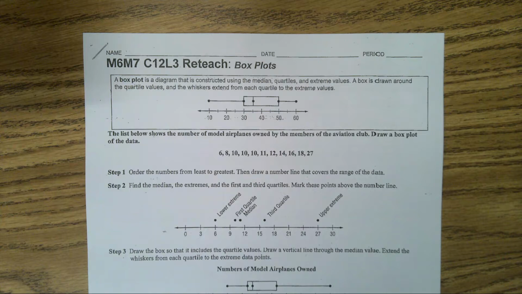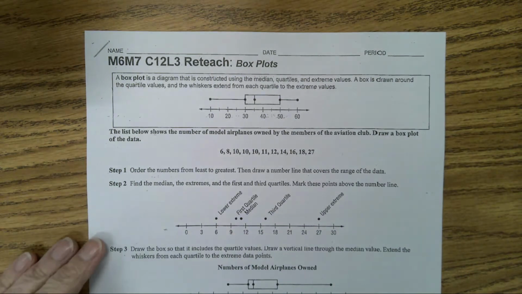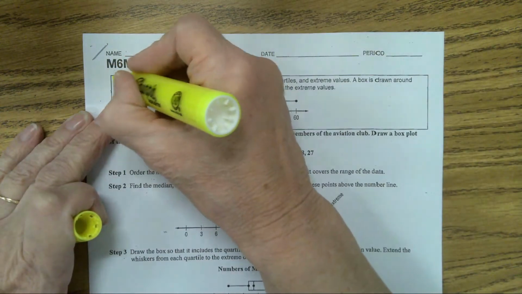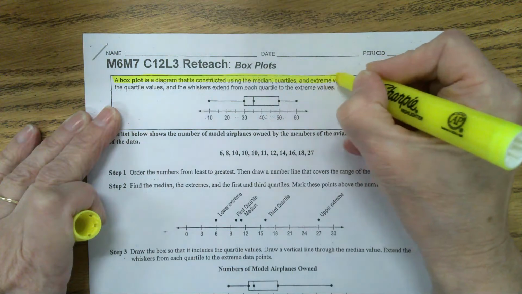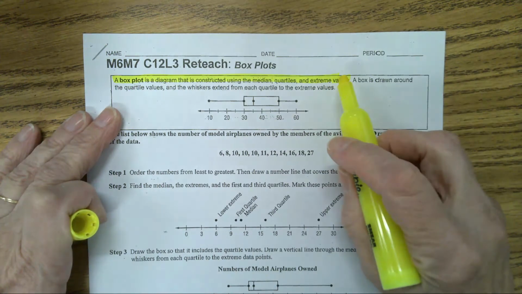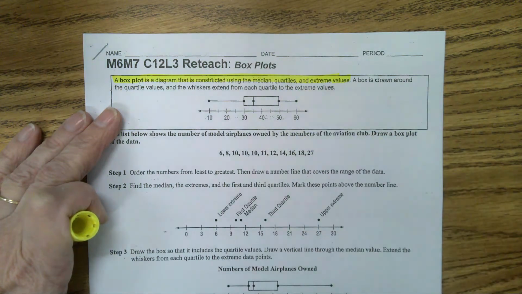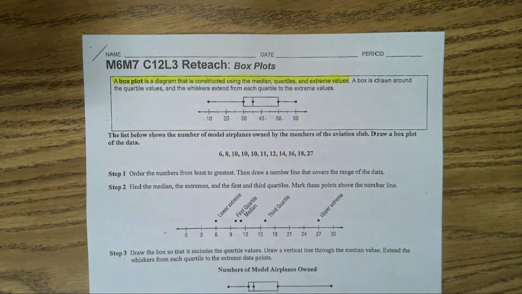But first of all, we need to know what a box plot is. So on the front sheet it says, a box plot is a diagram that is constructed using the median, quartiles, and extreme values. Well, you know the median is the middle number. Extreme values are the maximum and the minimum values. You don't know about quartiles yet. We're going to learn, that's the new piece. A box is drawn around the quartile values, and the whiskers extend from each quartile to the extreme values. That's all this is, but it takes a lot of work to get there sometimes.